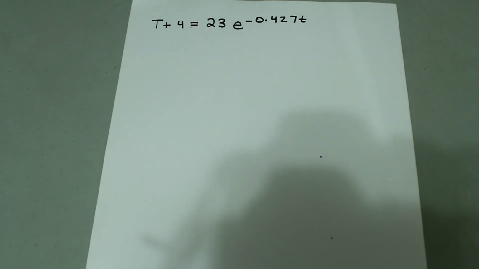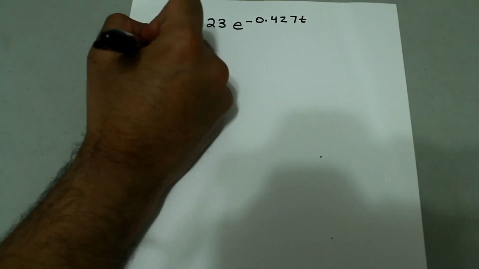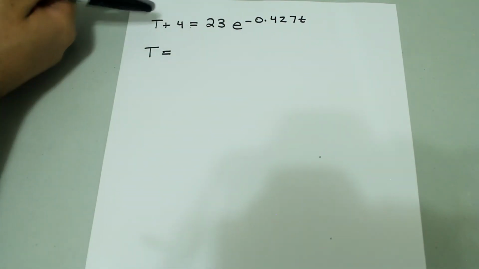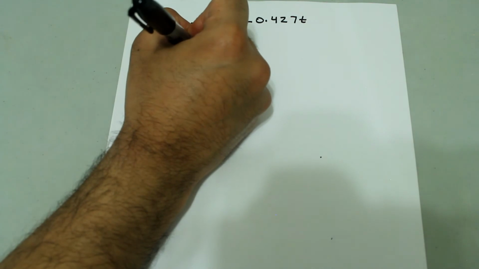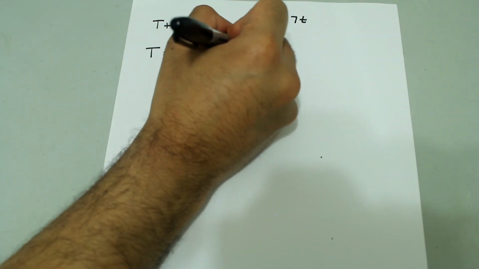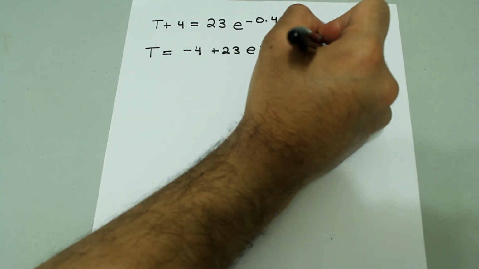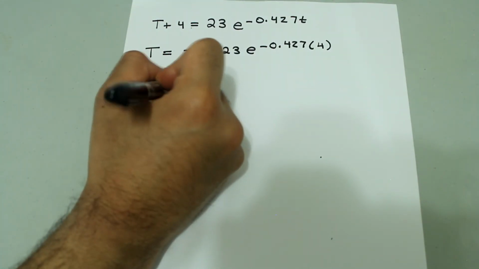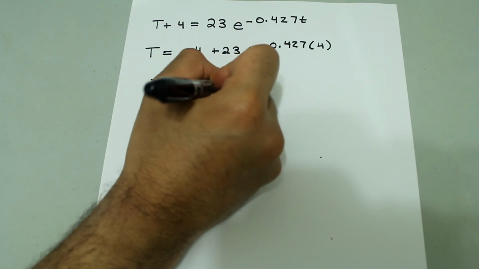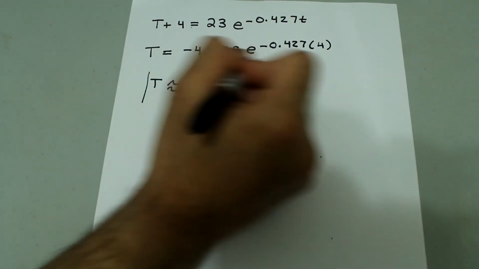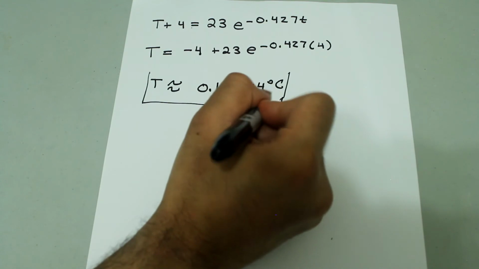Now we're looking for the temperature when time equals 4 minutes. So we're just going to substitute in little t equals 4 and figure out what the temperature is. So big T equals, we'll just subtract 4 from both sides, so T is by itself. So -4 plus 23 e to the negative 0.427 times 4, and temperature comes out to about 0.16084 degrees Celsius, and you can round that however you want, but that's the answer for question A.